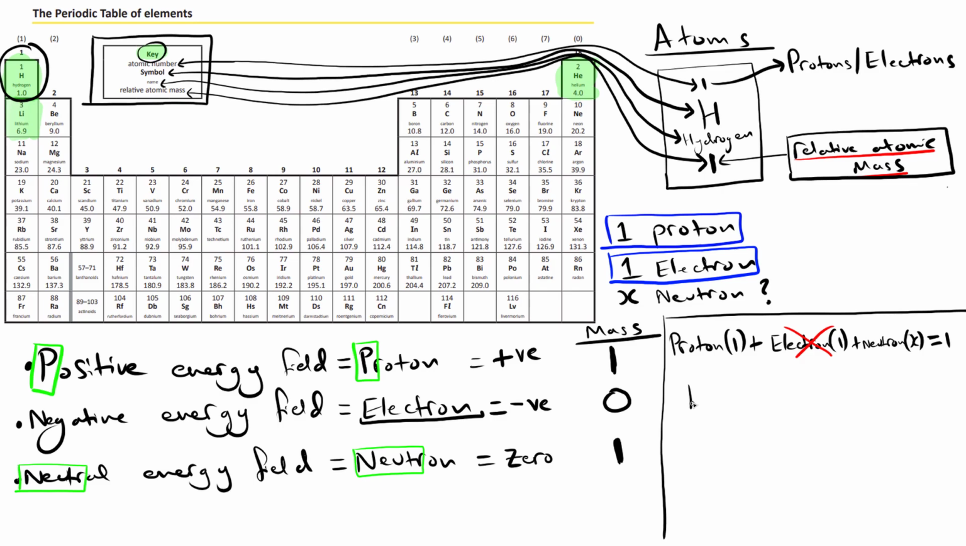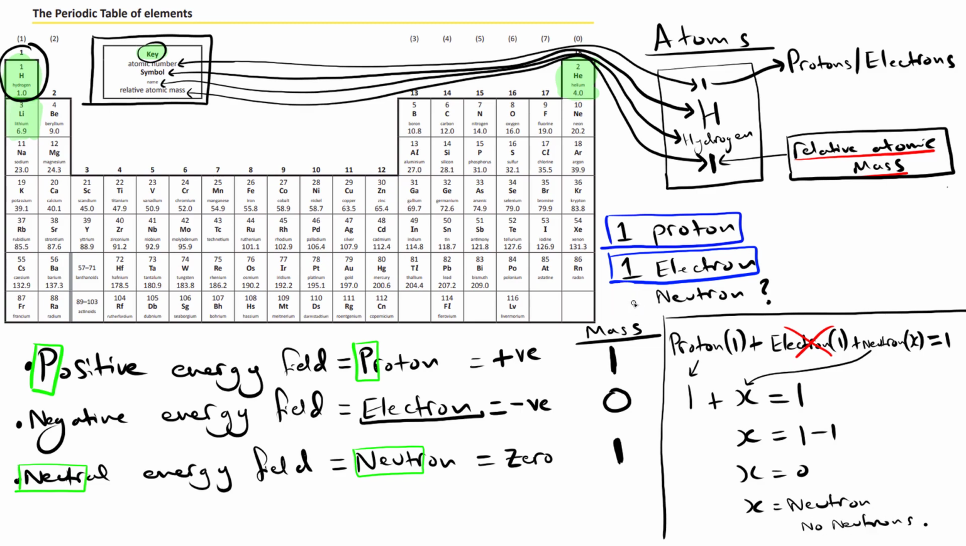We have 1 proton plus x, which is the unknown number of neutrons, is equal to the relative atomic mass of 1. And we rearrange using algebra. x is equal to 1 minus 1. Therefore, x is equal to 0, and x was the number of neutrons. So the hydrogen atom has no neutrons. So the number of neutrons in the hydrogen atom is 0.